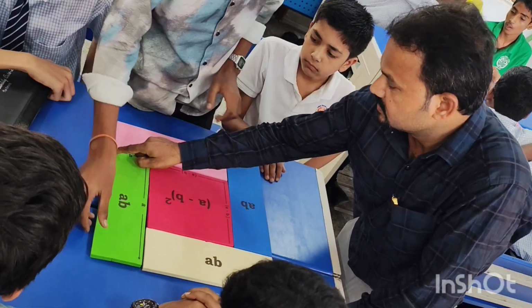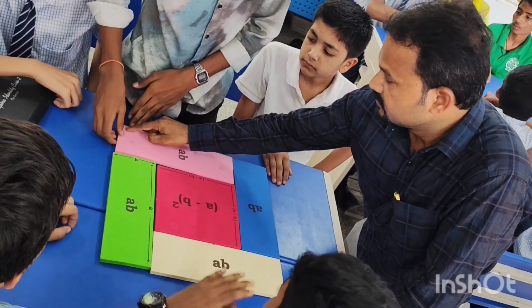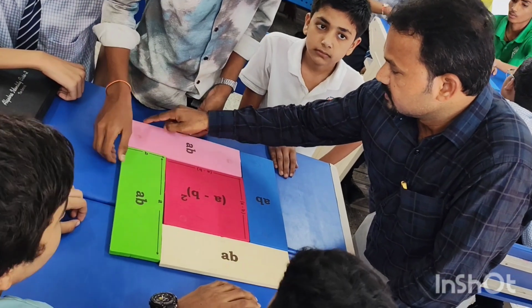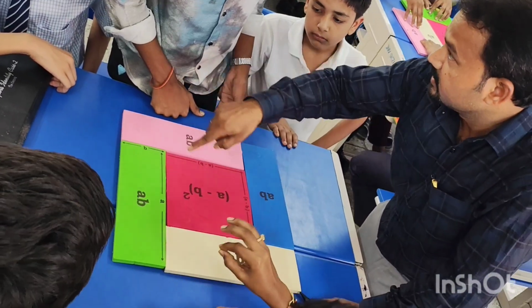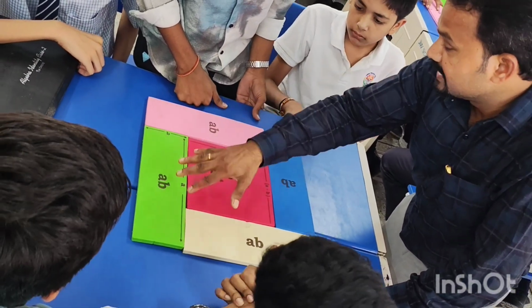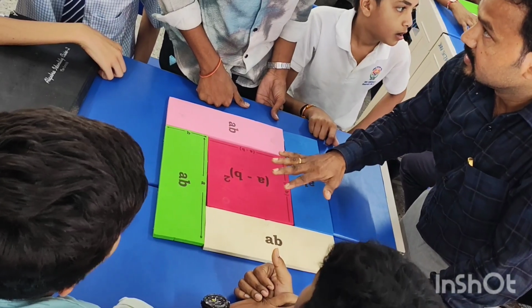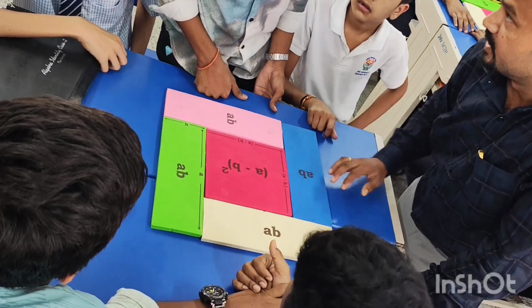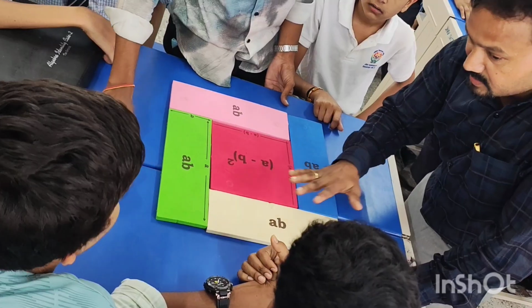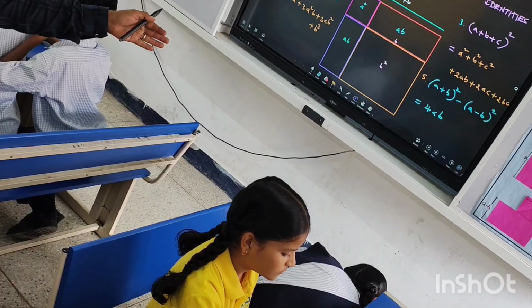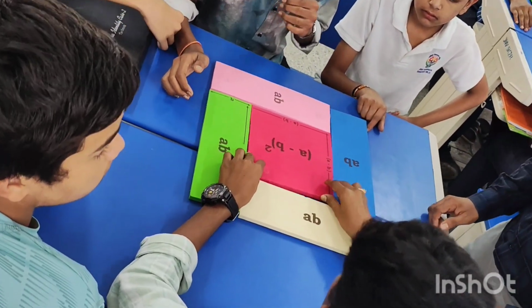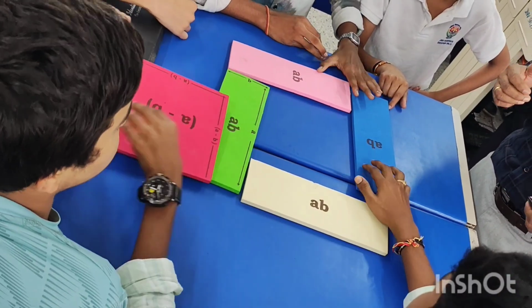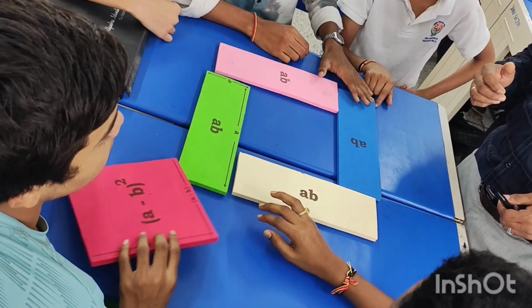What is this? This is A. What is this? B. So what is this length? A plus B. What is this? A. What is this? B. So what is the length? A plus B. So you have a square whose side is A plus B. What is its area? A plus B whole square. But we want again minus A minus B whole square, and that 4AB we have to remove. We remove, it becomes A plus B whole square minus A minus B whole square.